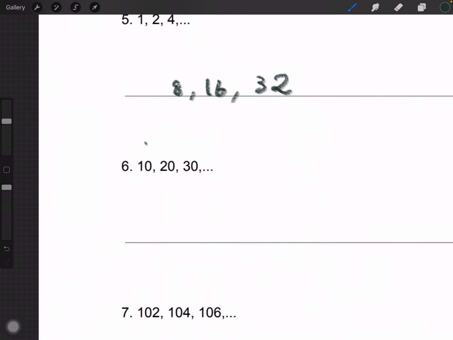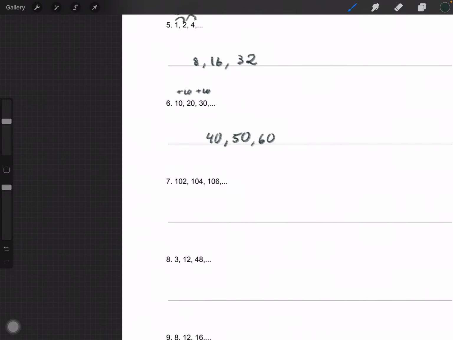This next one is easy, it's plus 10, plus 10, so you get 40, 50, and 60. And the rest are all very similar.